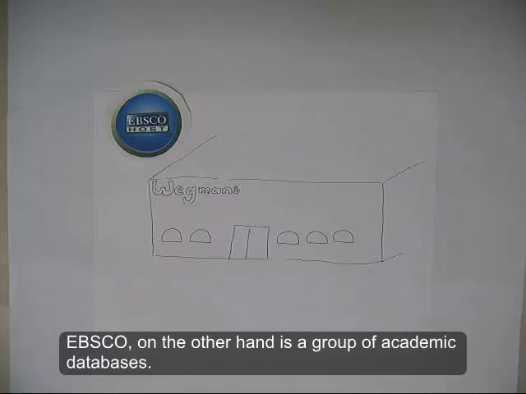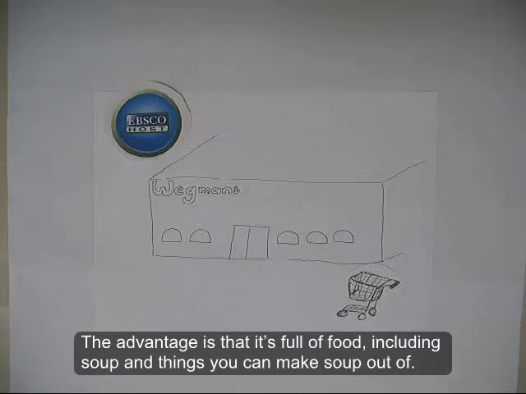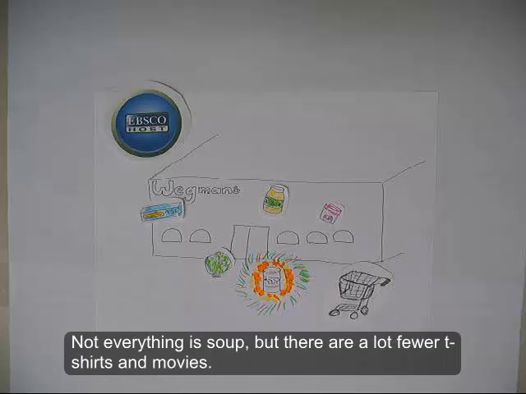EBSCO, on the other hand, is a group of academic databases. It's like you went to a nice grocery store. The advantage is that it's full of food, including soup and things you can make soup out of. Not everything is soup, but there are a lot fewer t-shirts and movies.